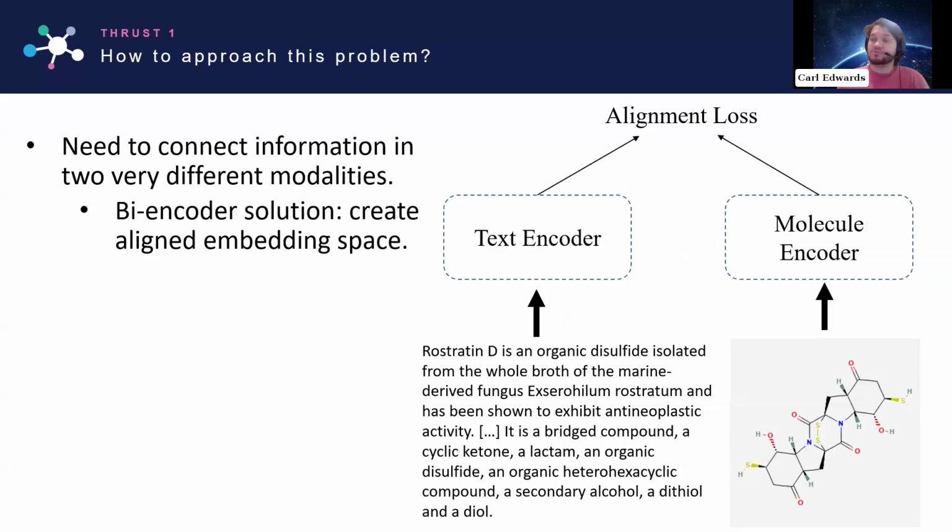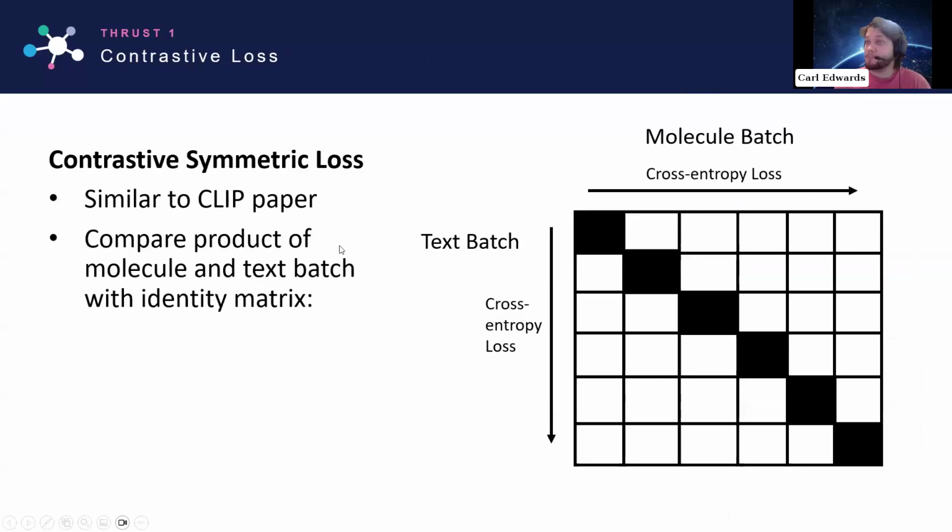So we look at the biencoder solution. The idea is we want to create an aligned embedding space. Given a natural language representation of a molecule and a structural representation of a molecule, we want to project them to be roughly the same in some latent space. So how do we do this? We look at using a contrastive symmetric loss. Since I think a lot of people are familiar with the CLIP paper, you can think about this as being similar to that.